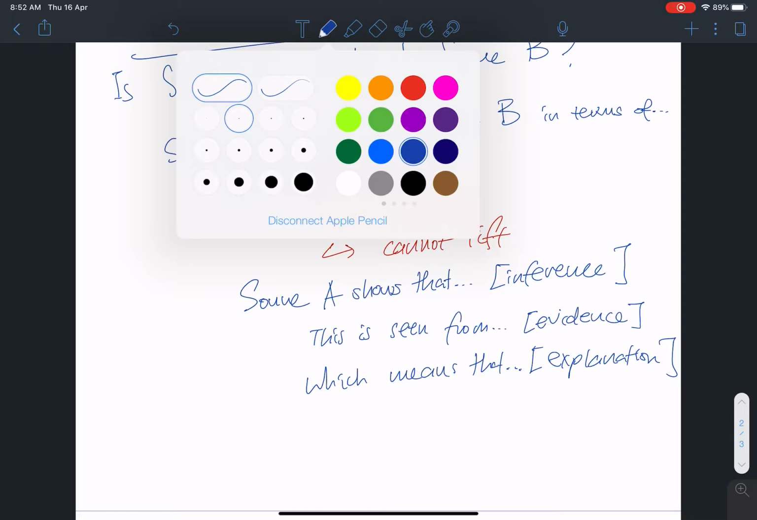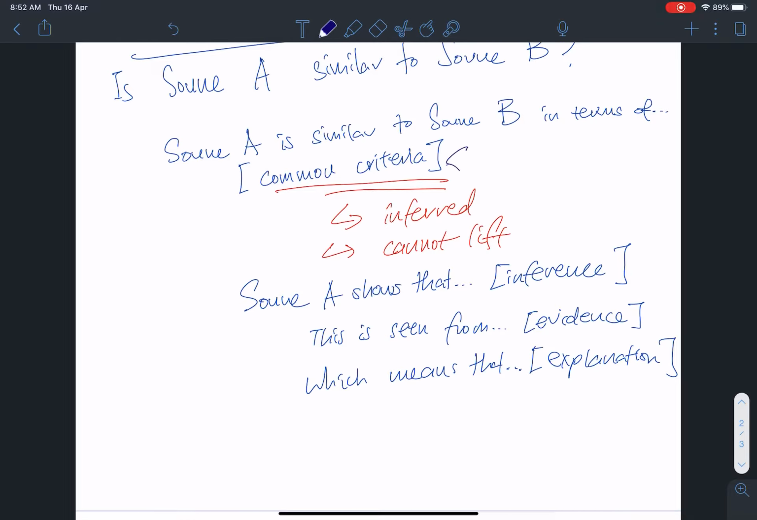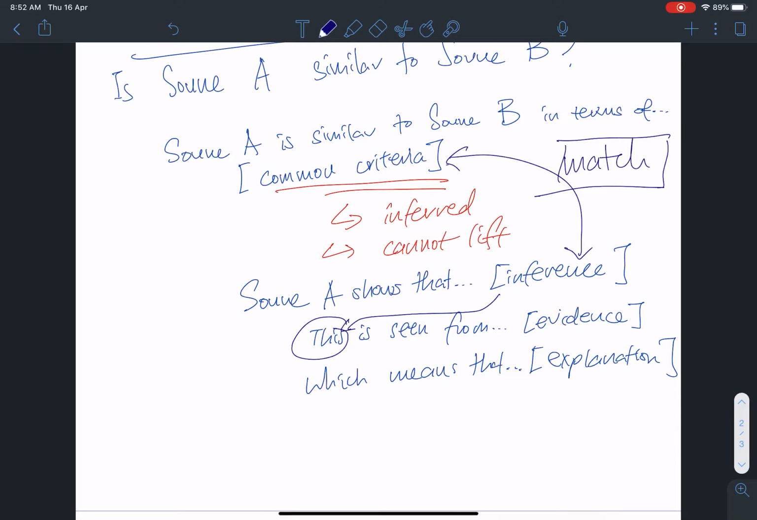Okay, no, I should use a darker color. Okay, now my common criteria must match my inference. So for example, if I say they are similar in terms of Hitler's portrayal, source A, I must say Source A has a positive portrayal of Hitler. I cannot start talking about Hitler had a lousy mustache. So when I say this is seen from, I am talking about the inference, and the evidence means something.